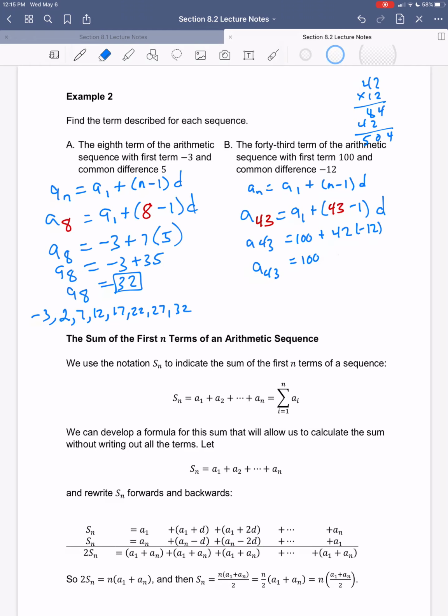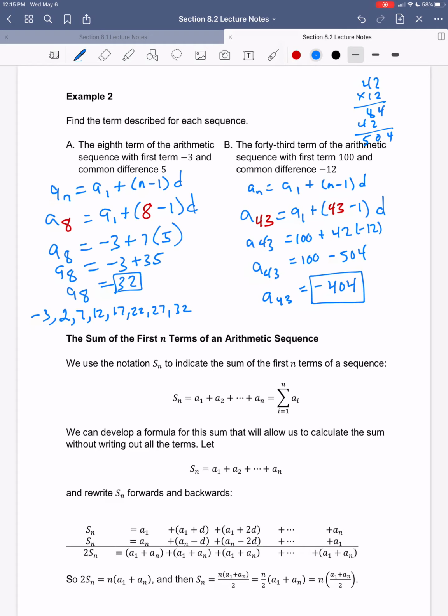Just minus 504. So my 43rd term will be negative 404. Okay. So 420 and 84. Okay. So those aren't too bad. That's how we can use that formula.